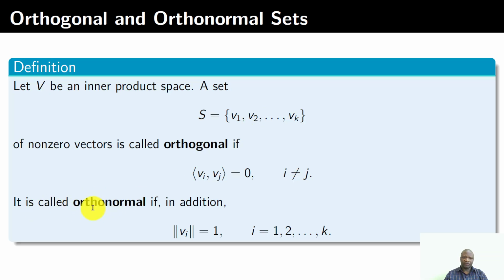It is also called orthonormal if, in addition, the norm of each vi is 1. That is, for example, the norm of v1 is 1, or the norm of v2 is 1, then we say the set S is an orthonormal set.